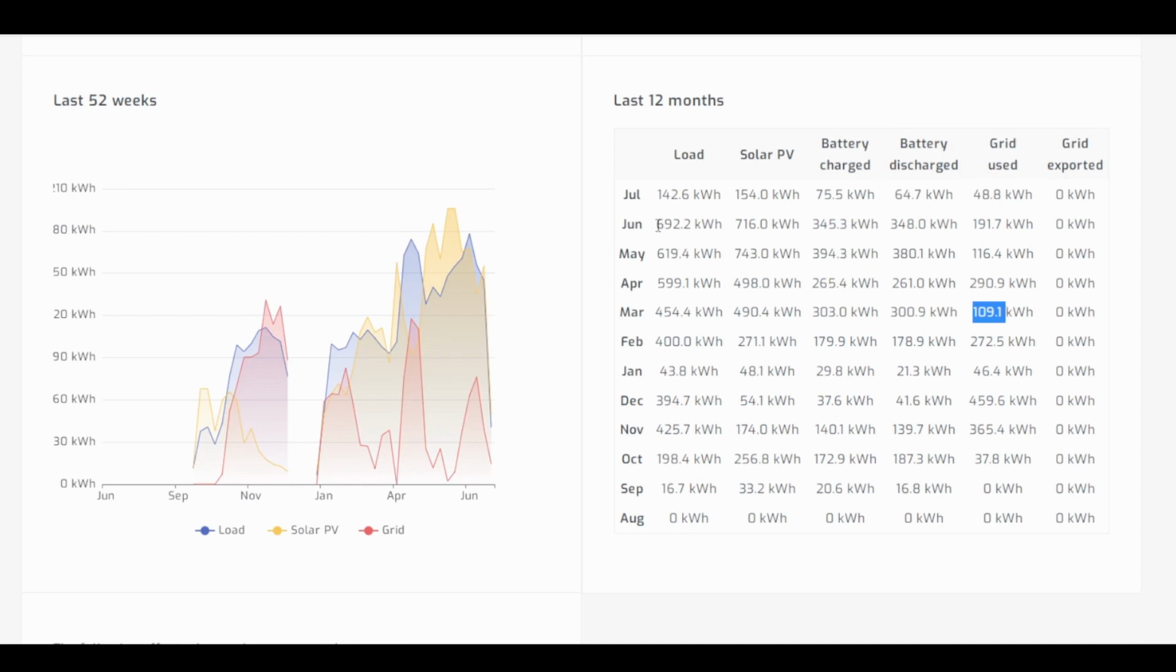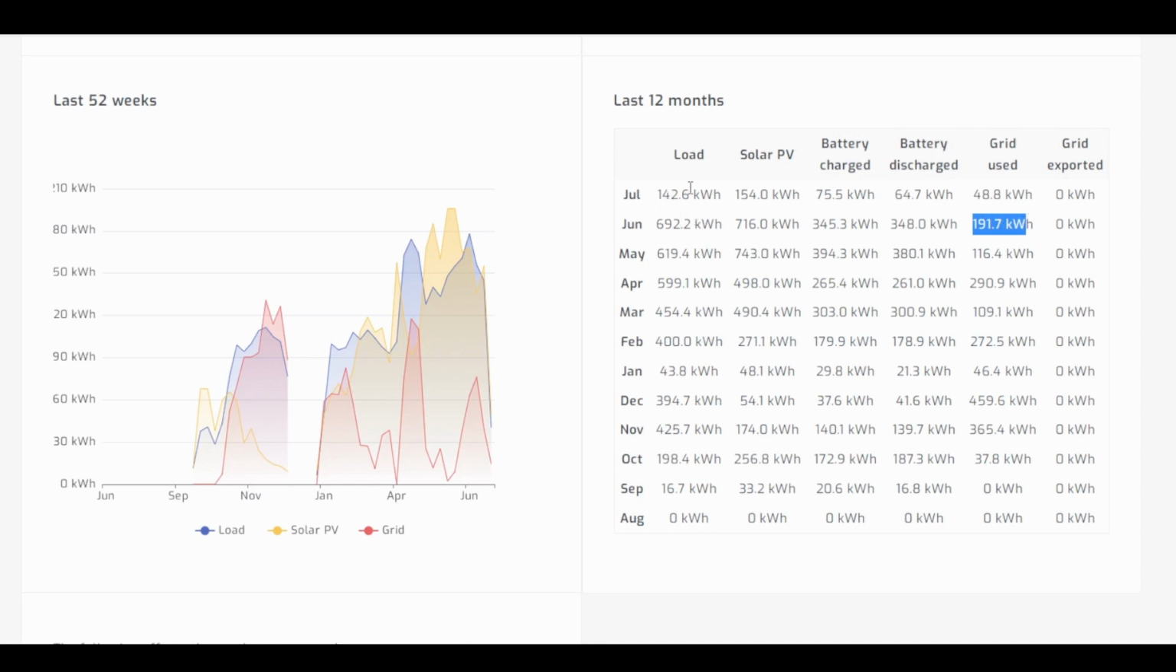And in June, 692 kilowatt load. I know in May and June, we've also been running the air conditioner a little bit more. Now, the air conditioner's not on this system, but the blower is, so the blower is going to be running more. 716 kilowatts of solar, 345 kilowatts charged, 348 discharged, and still under 200 kilowatts for grid.